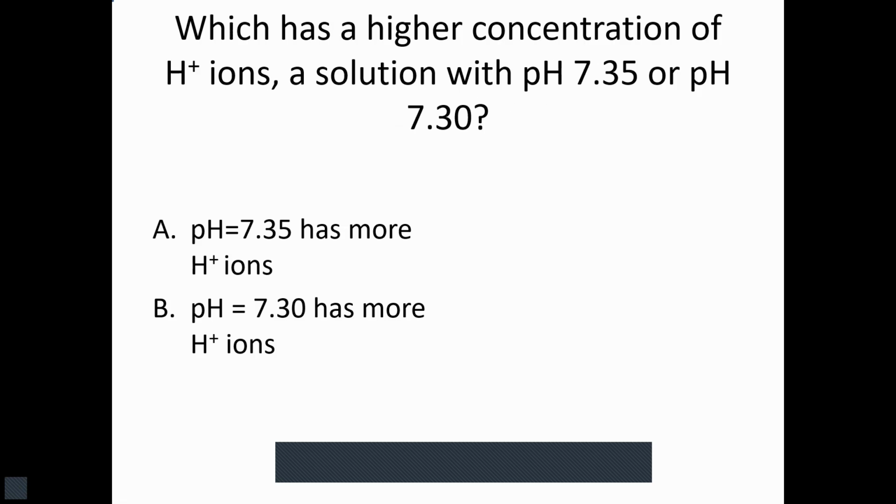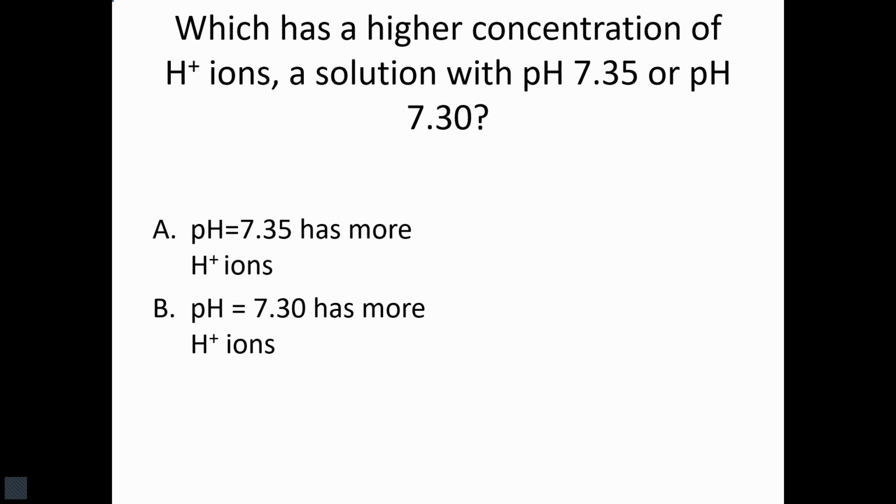So let's think about this for a minute. Recalling that pH equals minus the log of H plus, which solution has a higher concentration of proton ions? A solution with a pH of 3.5 or 7.30? So take a minute to think about it. If it's 10 to the minus, the bigger number means that there's less of it. So the smaller number, 7.3, has more H plus ions.